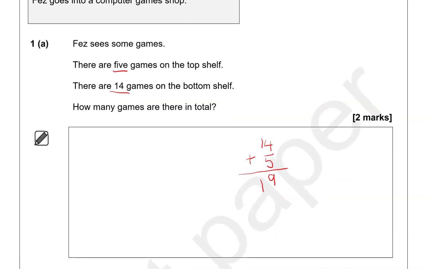If you're not comfortable with doing these calculations, you could go starting from 14. Adding 1, that makes 15. And another 16, 17, 18, 19. So we've added 5. 1, 2, 3, 4, 5. And the answer is 19.